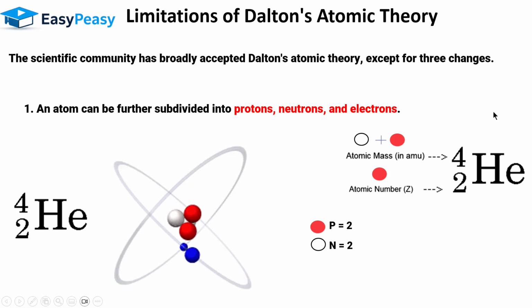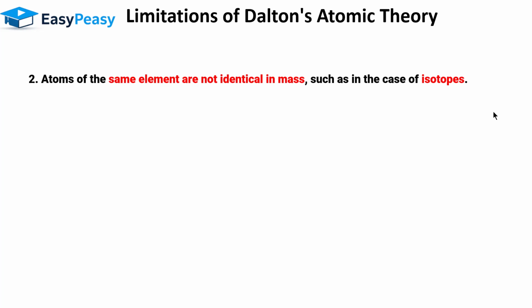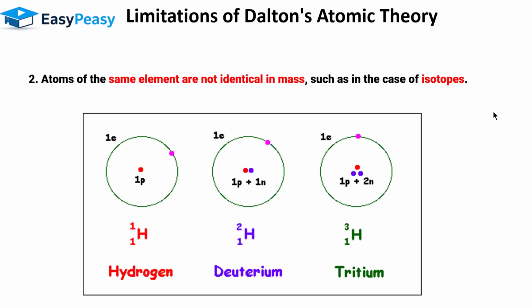The second limitation of Dalton's atomic theory is that atoms of the same element are not identical in mass, just like in isotopes. Now here we have 3 atoms of hydrogen, but they are different isotopes of hydrogen. Here we have no neutron, here we have 1 neutron, and here we have 2 neutrons. So they don't have the same mass number, but they all belong to the same element, hydrogen.